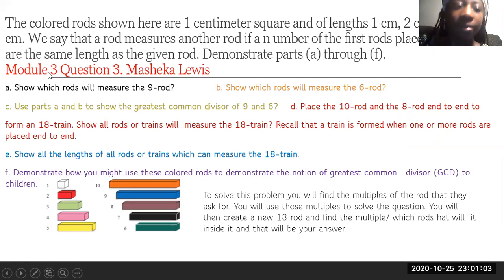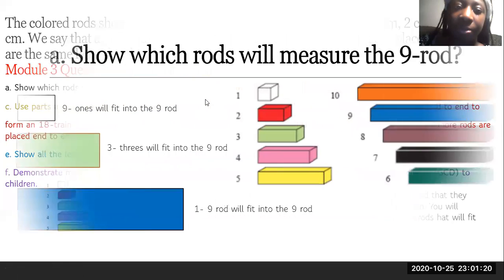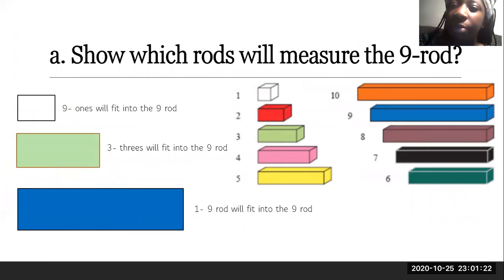And that's it. Now we have our next question. Our next question is we have to see how many rods or what type of rod would fit in a certain rod. The best way to solve this would be to find the multiples of it. So let's go to the first one. The first one is what goes in 9. Like I said, it would be easy to find the 9.